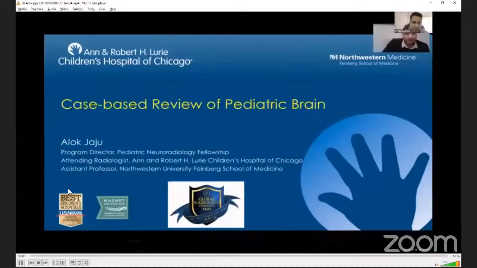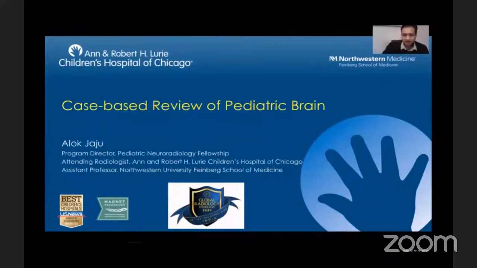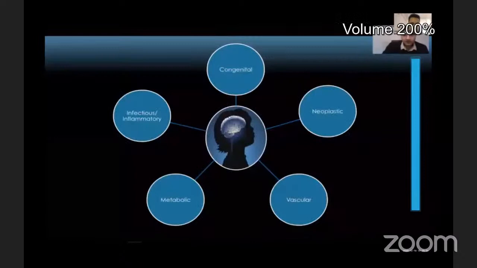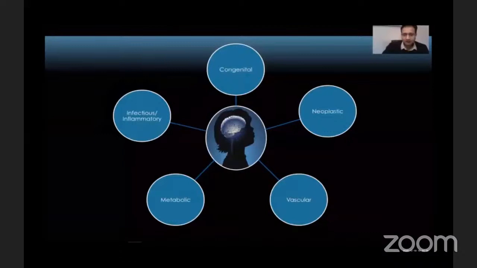My topic for today is case-based review of pediatric brain. It's a very broad topic, and it's difficult to do a comprehensive review of pediatric brain within 30 minutes. So what I'm trying to do is show a couple of cases from each of the major etiopathological groups. These are less common diagnoses, although these are not complete zebras. These are conditions which you will encounter in your clinical practice and maybe on your exams. And also, all of these conditions have distinctive imaging features that can help you make a very confident diagnosis and thus make a difference to patient care.